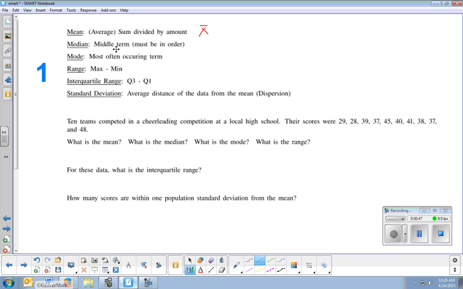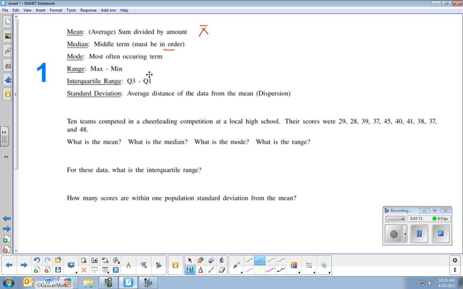The median is the middle term, but it must be in order for that to happen. So we see these numbers here are not listed in order. So that would be difficult to find the median as it is. We'd have to rearrange it least to greatest, but we'll talk about that. Mode is the most often occurring number, and there can be more than one mode. The range is the difference from the maximum number minus the minimum number. So if you know the max and the min, you subtract them, you get the range.